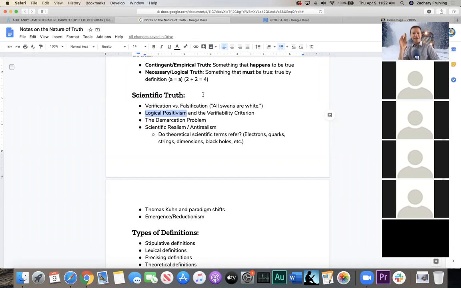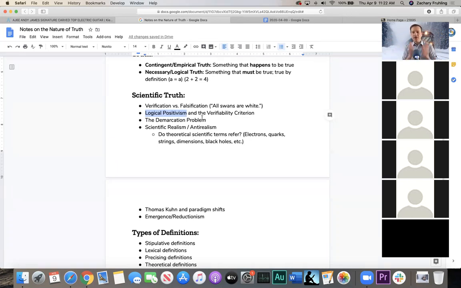It basically said scientific statements that are empirically verifiable are meaningful, and those are the things that can be true. Everything else is just meaningless mumbo jumbo. It doesn't even make sense to talk about truth or falsity of those things. It's just meaningless. So they reject all of metaphysics, all of religion, all of morality, anything abstract that's not empirically verifiable. They just write it off in one fell swoop. It was an incredibly popular view for a hot minute in the first part of the 20th century.